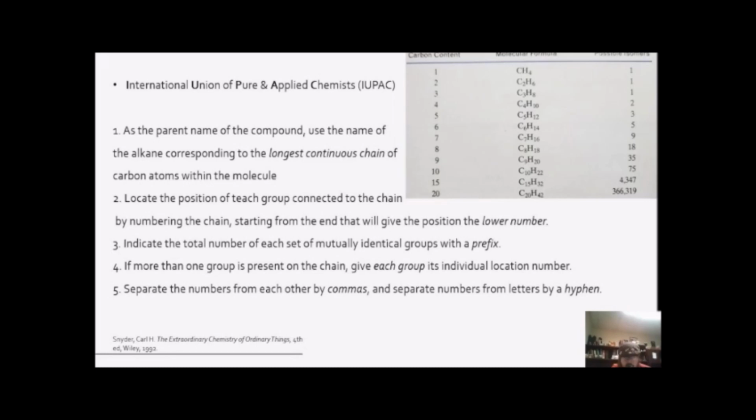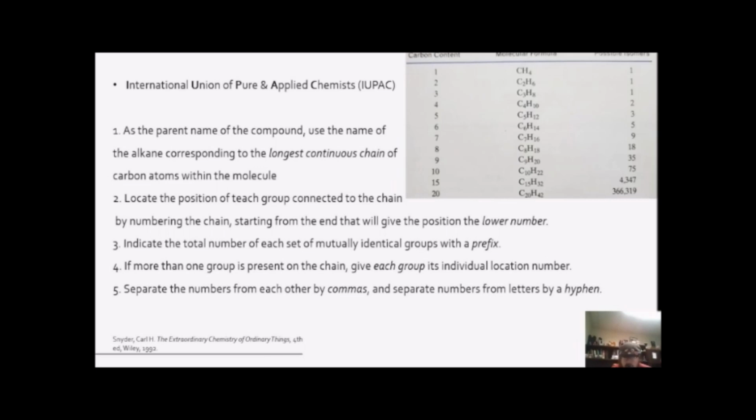Rule 1 is to find the parent name for the compound. So as the root, use the name of the alkane corresponding to the longest continuous chain of carbon atoms. So if it's branched, you find what is the longest continuous chain. If you went one branch and it was 5 carbons and one branch and 7 carbons, you would name it a heptane rather than a pentane.